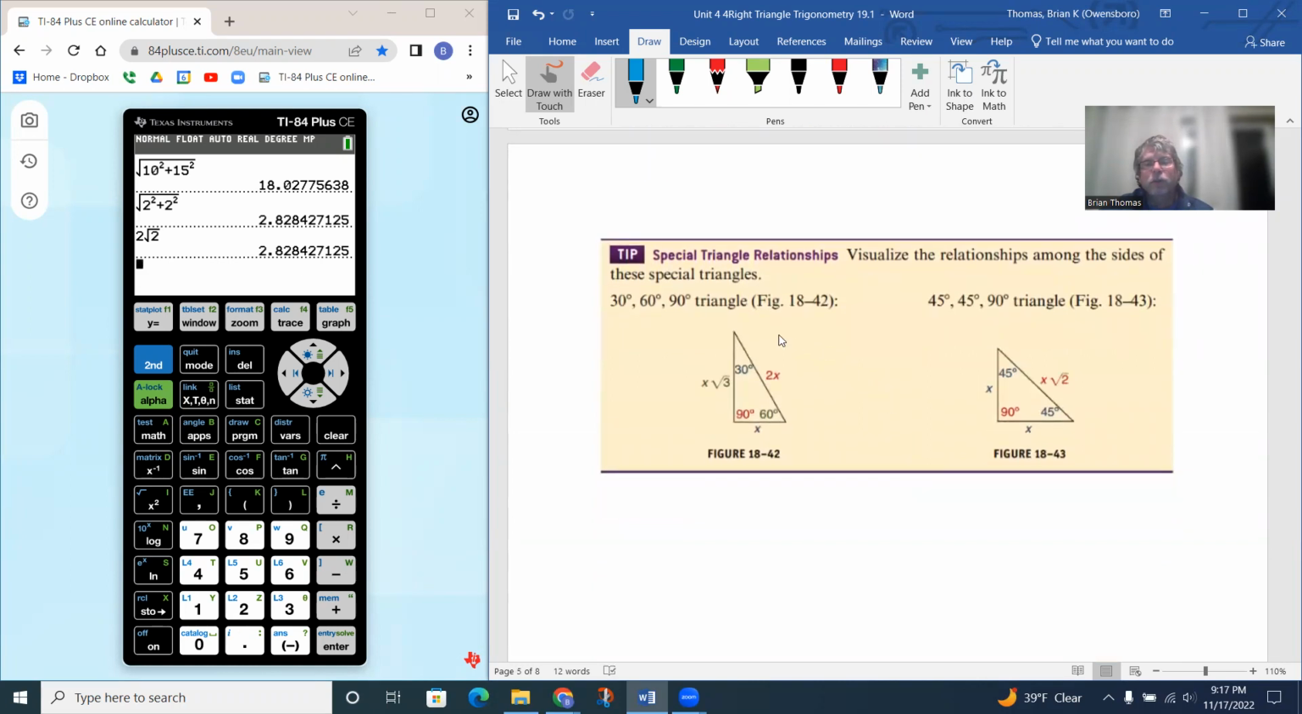So again, we have these special relationships that we can take note of. 30, 60, 90 has these special relationships here, and a 45, 45, 90 has these special relationships that we can take advantage of.